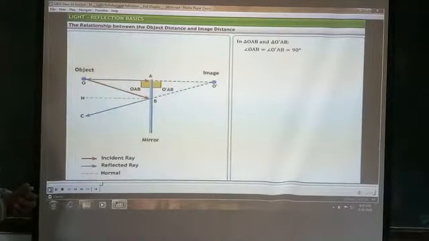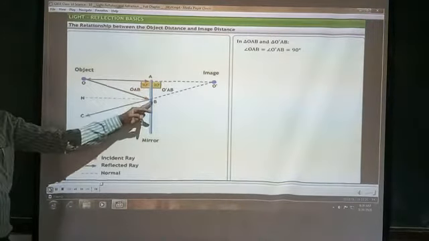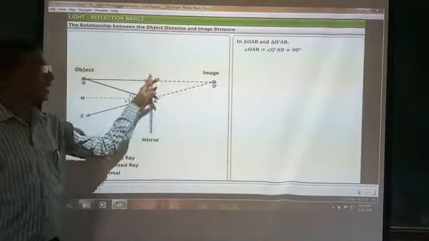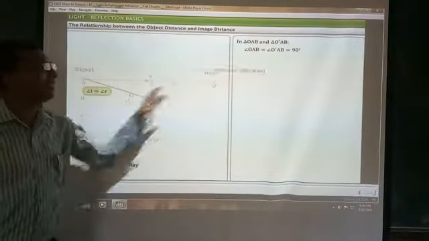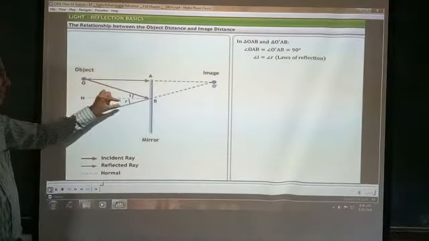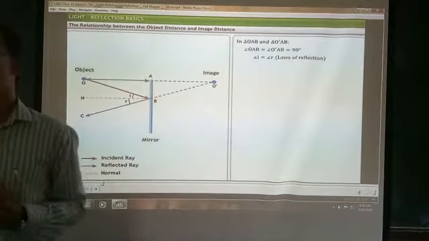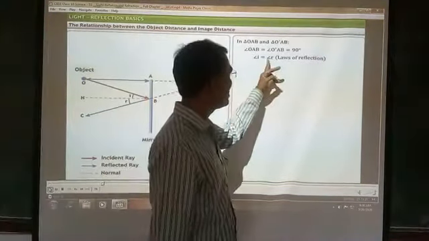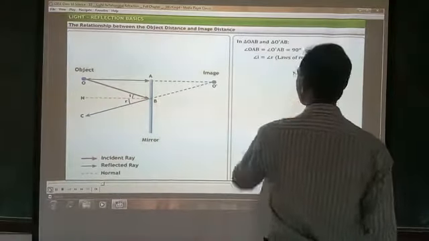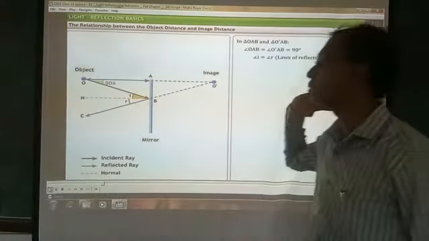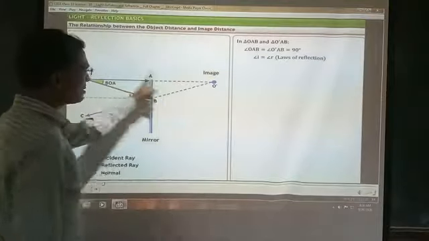So here triangle OAB is equal to triangle O dash AB. Both have a 90-degree angle. The angle of incidence is equal to the angle of reflection, and this is the law of reflection here. The incident angle is equal to the reflected angle. This is the law of reflection. So both the angles are the same here.